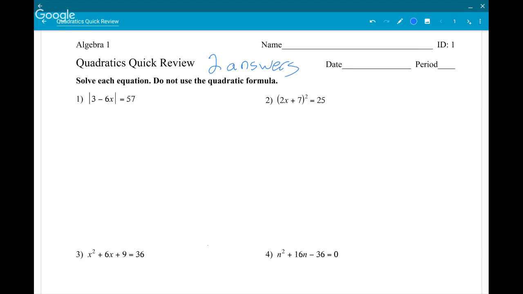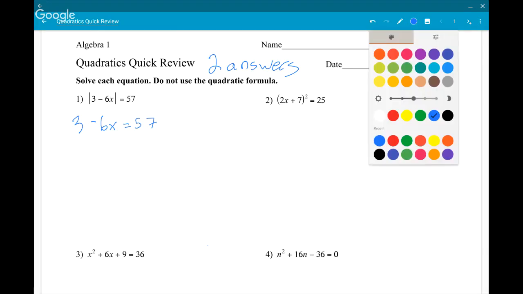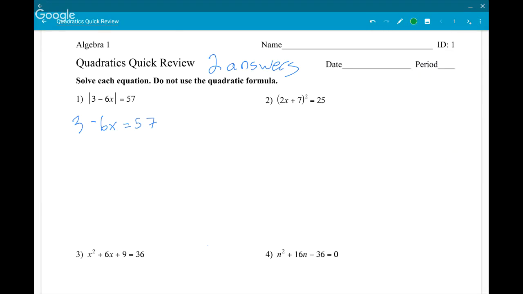So for the absolute value one, it's really pretty straightforward. Because an absolute value can turn a negative number into a positive number, the two equations we're going to solve are 3 minus 6x equals 57, and 3 minus 6x equals negative 57. All we're really going to do now is solve for x, just like we've been doing since 7th grade for most of us. Okay, we're going to subtract 3 from both sides, and we're going to divide by negative 6. So for my first solution, I get x equals negative 9.